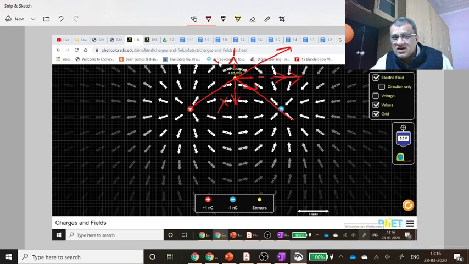These two will cancel out each other, whereas these two will get added up. And so your net field is supposed to be in this direction. Likewise, work it out for this point, which is called an axial point. Work it out for this point, which is the axial point.